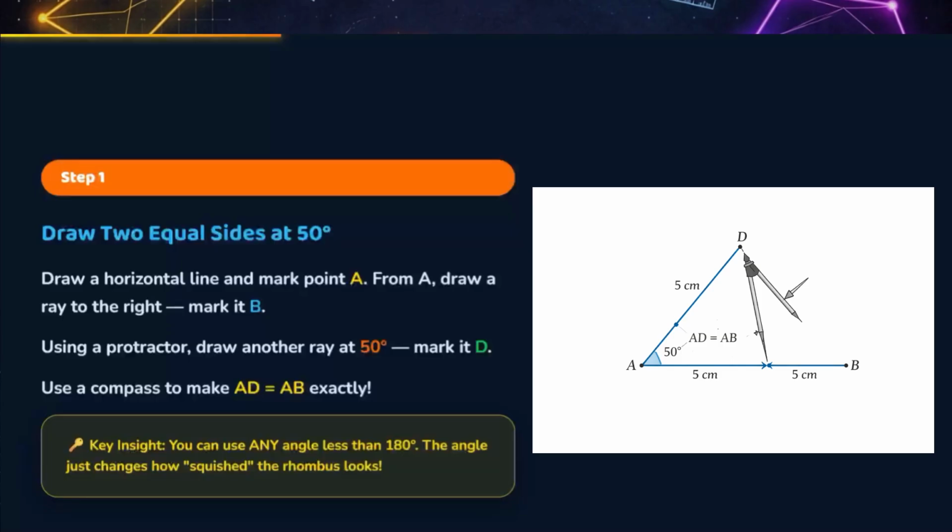So you have to draw two equal sides AD and AB that are not perpendicular. So draw a horizontal line and mark point A. From A, draw a ray going to the right. Mark the end as B. Now from A, draw another ray going upward at an angle of 50 degrees to AB. You have to mark the end as D. Make sure AD is equal to AB here. You can use your compass to copy the lengths. So now you have two equal sides meeting at A with a 50 degree angle between them.